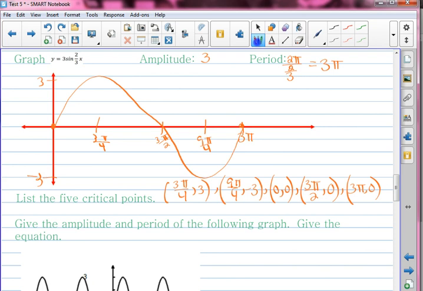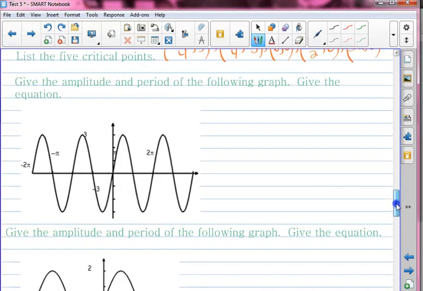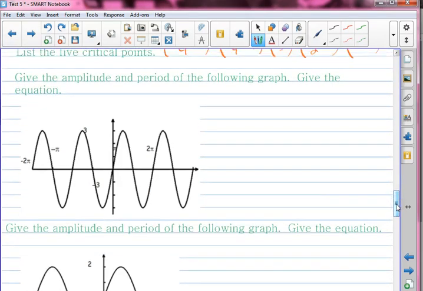Okay. This time I want you to give me the amplitude and the period of the following graph. The period seems to be 2 pi. Why? Here's 2 pi right here. And that's how long it took to go up. That's how long it took to do one complete cycle. The amplitude is 1, 2, 3, or if you want to count it this way, 1, 2, 3. So the amplitude is 3. And the period is 2 pi.